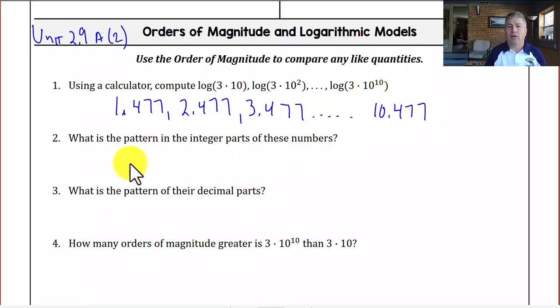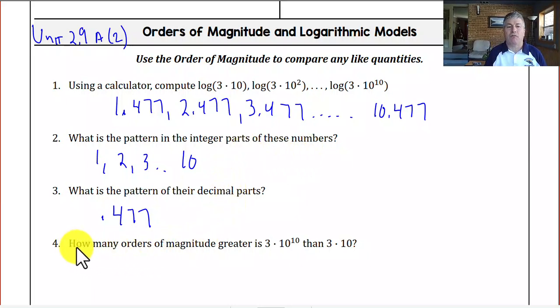What is the pattern in the integer parts of these numbers? Well, we can see here that the pattern in the decimal part is the same. So the pattern in the integers we also see is just 1, 2, 3, all the way to 10. And then the pattern in their decimal parts is 0.477, and that goes for each part.